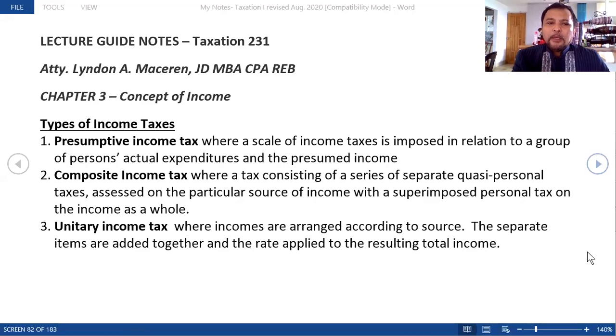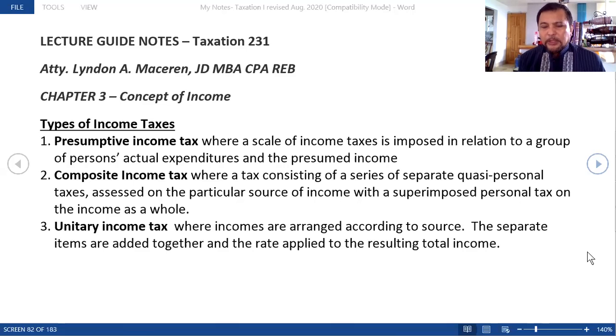In this system, this type of income tax is imposed in relation to a group of persons, their actual expenditures, but the income is presumed. This happens when the taxpayer failed to file his income tax, or filed but a wrong or fraudulent return, say, understated income or understated sale. So the officers of the BIR or the examiners of the BIR will presume his income in order to get his presumptive income tax. And it will be based on the income of other taxpayers of the same class or the same group.